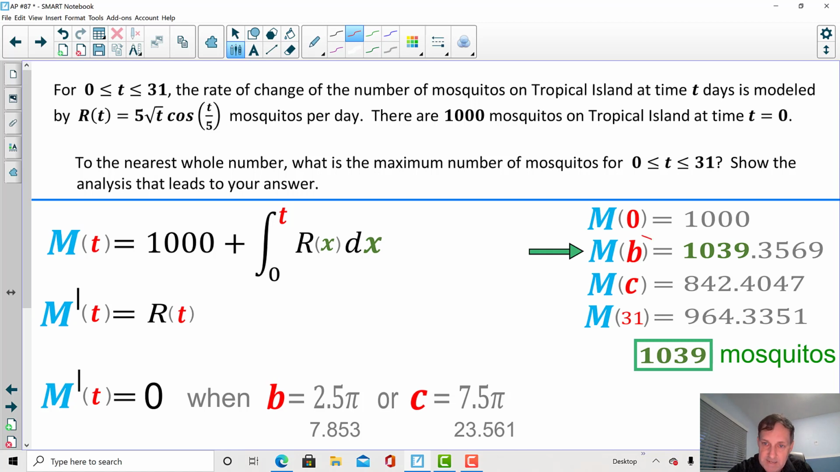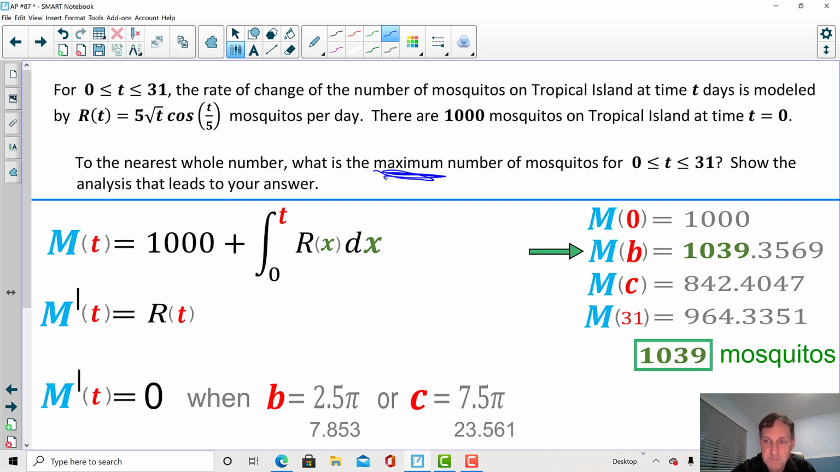So the max or min has to happen at one of those two critical numbers, or it has to happen at one of the endpoints, so 0 or 31. Remember, 0 is a critical number and it's an endpoint, so at the end of the day, it's just a number that we've got to check what's happening at that spot. So we can see what's happening at our two critical numbers. We're getting a maximum when the time is b, and we're getting a minimum when the time is equal to c.